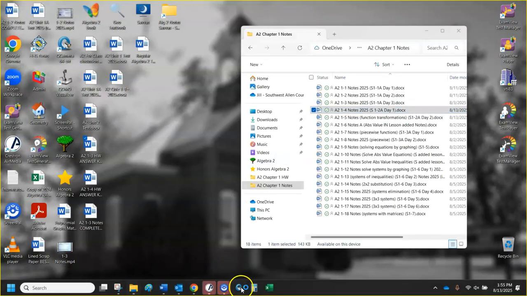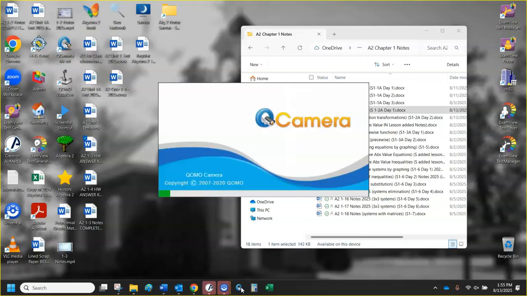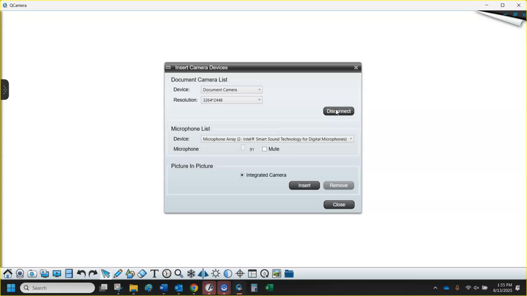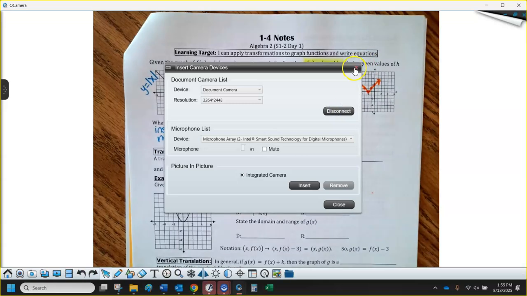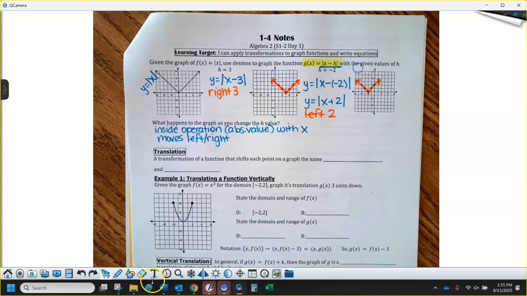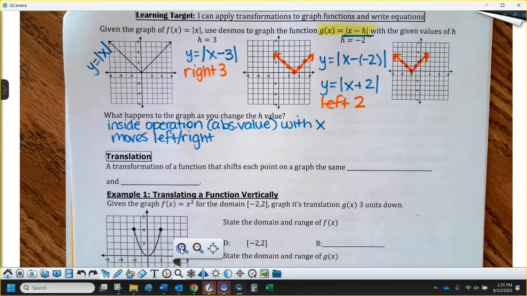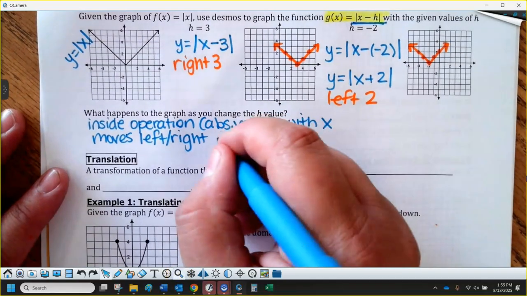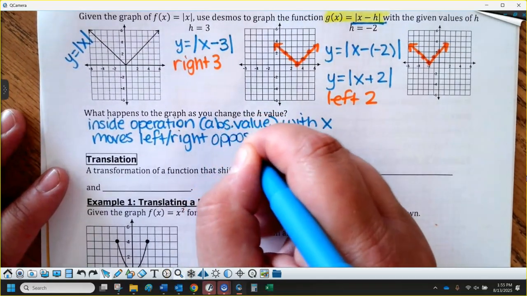All right, anyway, it moves. It's going to go left or right the opposite way that you think. Sorry about that. That was super weird. Okay, I have no idea what just happened. All right, so it's going to move left or right the opposite way you think. Let me make this so I can read it. All right, left or right, opposite way you think.